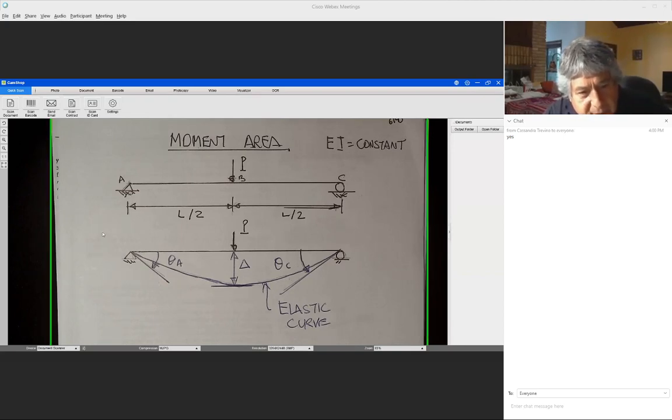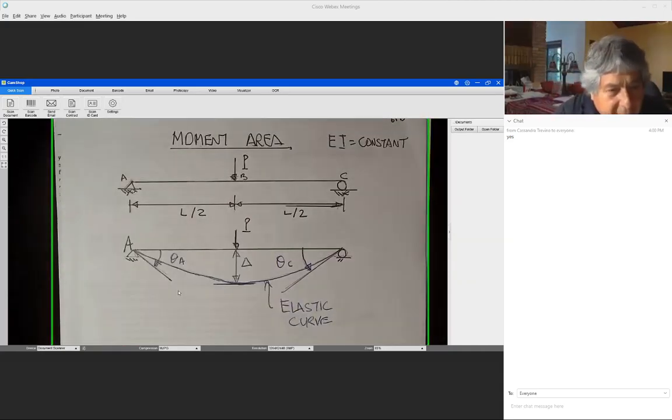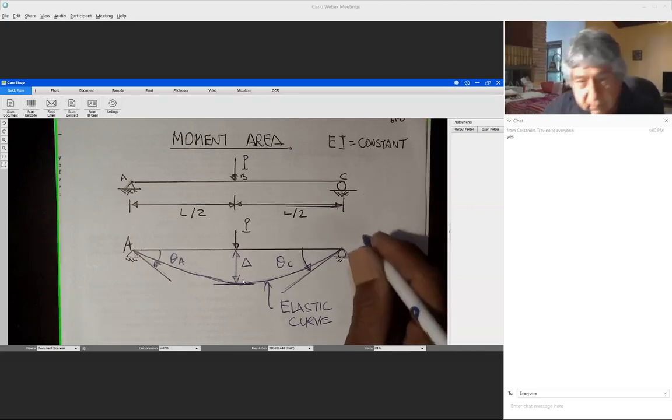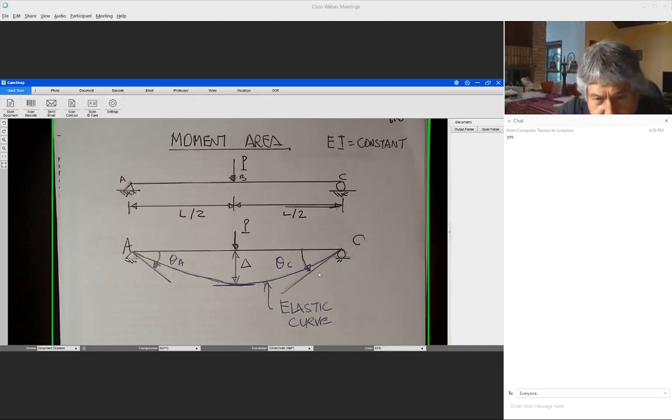Here at A, this is the tangent at point A on the elastic curve. And this is what we call the slope or the rotation. At A, always go from the horizontal to the tangent, theta A. I have another tangent here at C. So for this tangent to point C, from the original location of the beam to the tangent, it is theta C. And like I said, this is the elastic curve.